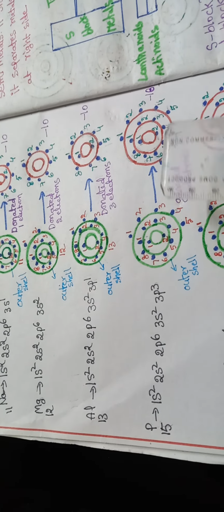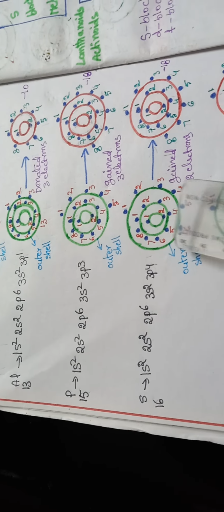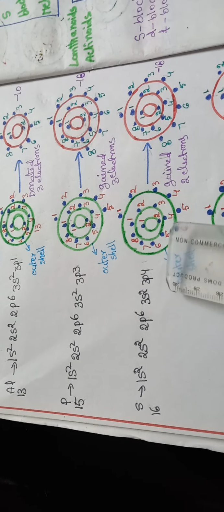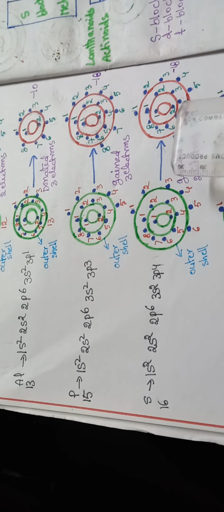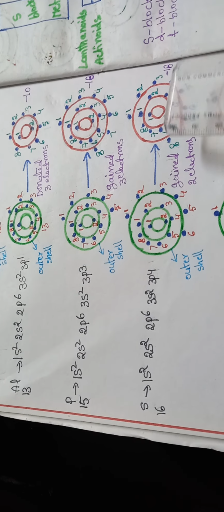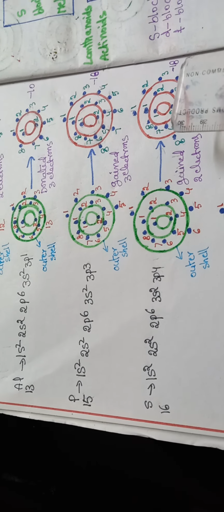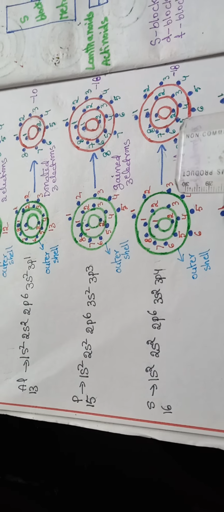Next, sulfur, atomic number 16, 1s2, 2s2, 2p6, 3s2, 3p4. So the outer shell contains 6 electrons. So here also it gains 2 electrons from another element. First 16, then it gains 2 electrons, totally 18 electrons are there. The outer shell contains 8 electrons, getting the octet position and stability also.